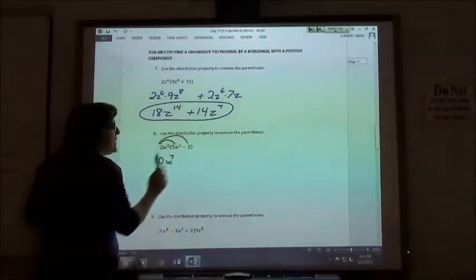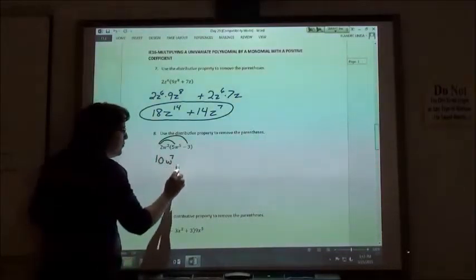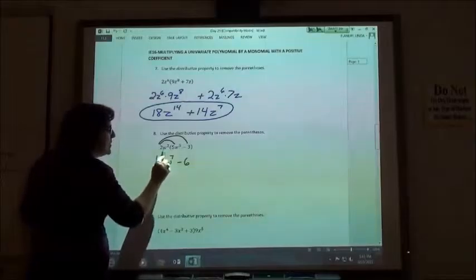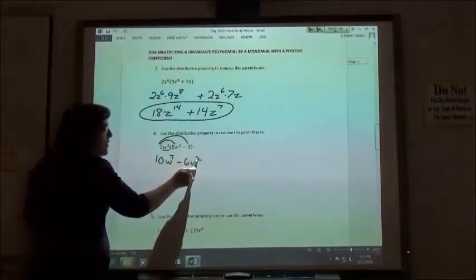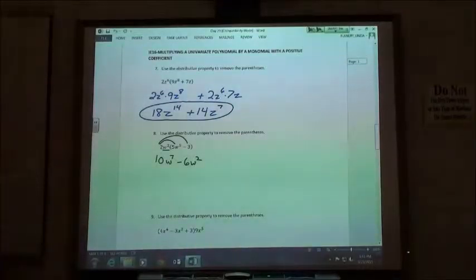Here, I'm going to multiply 2w squared times negative 3. Well, 2 times negative 3 is negative 6, and I'm still going to have that w squared. 2 plus no more is still 2. So I get 10w to the 7th minus 6w squared.